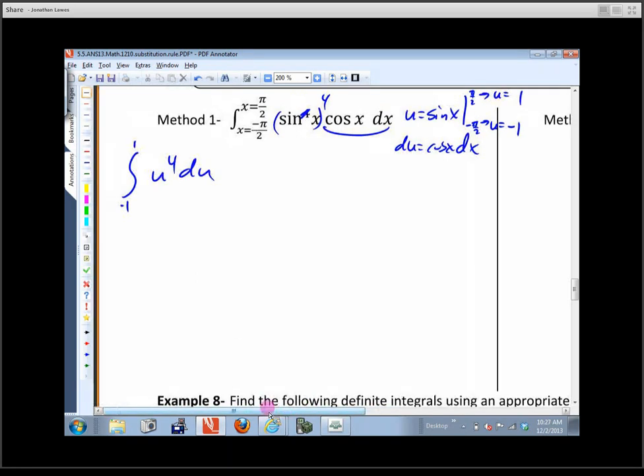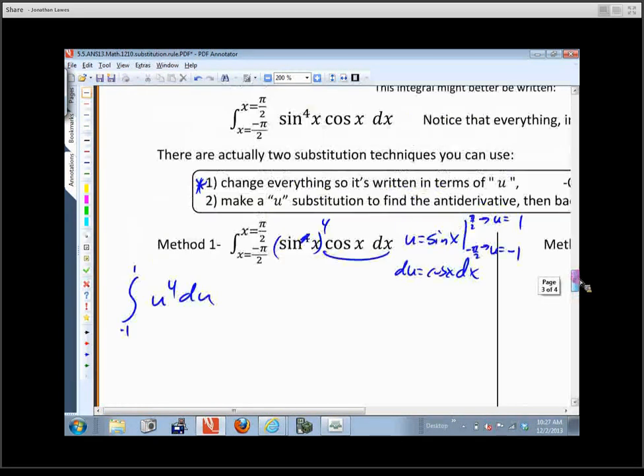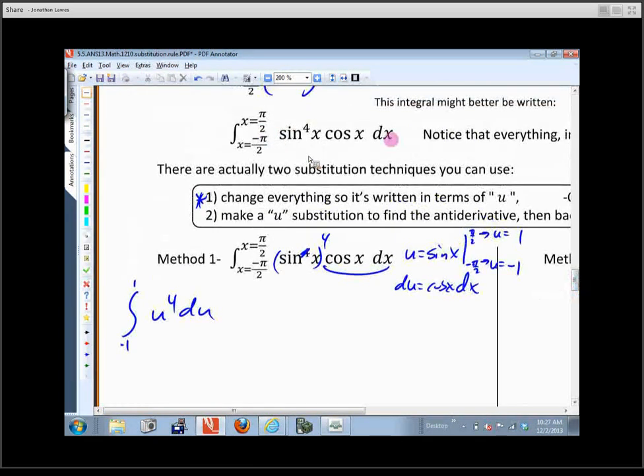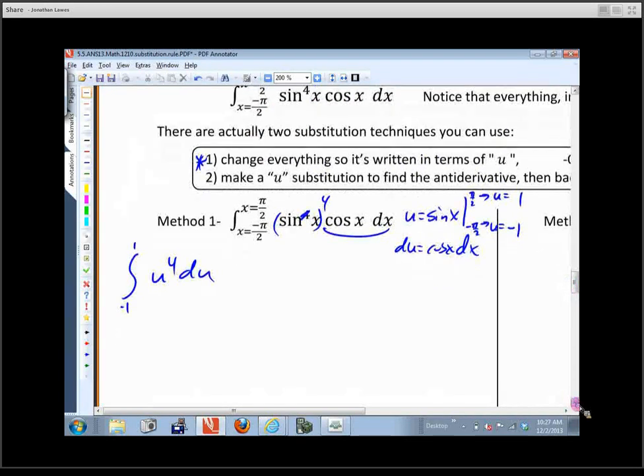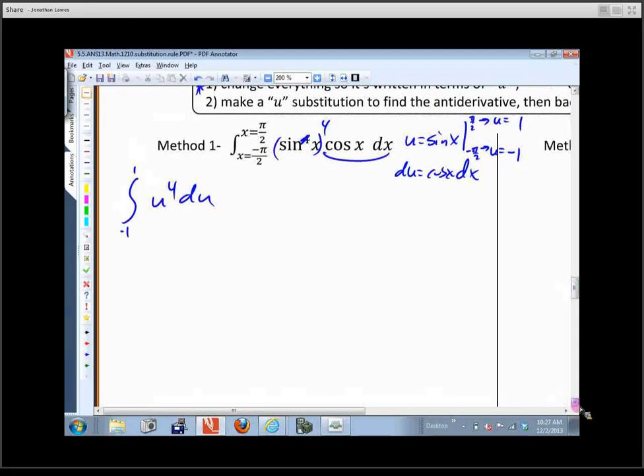Make sense? So if I look at what I had up above, what I've done here is I've changed everything that used to be in terms of x's, and I've now written it in terms of u. So the cool part about this is I never have to change back to x's. I've written their u equivalents here, and I can just go through and do this problem.